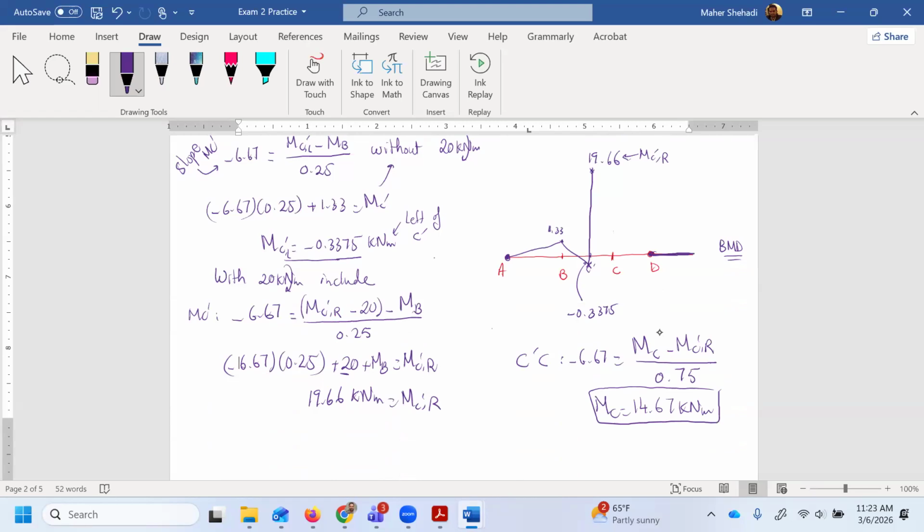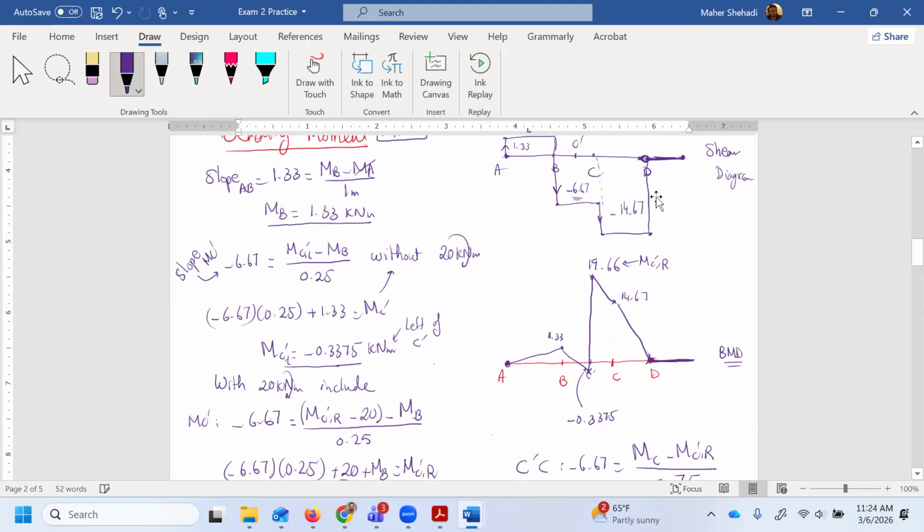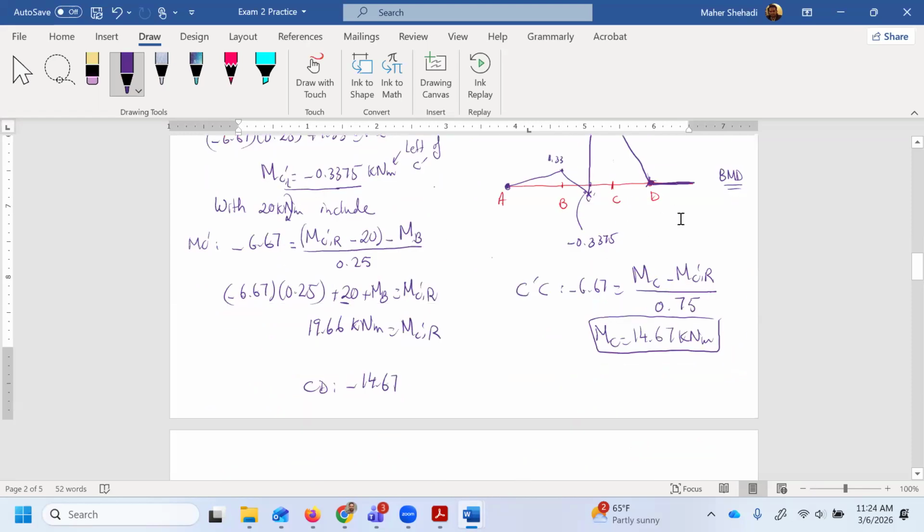So let's put it here. 14.67. So it would go as a straight line. And then I don't need to calculate this, because I already know MD is 0. So I would move down. If we don't know it, then I would say CD. The slope for that is minus 14.67. That's the value of the shear for CD.